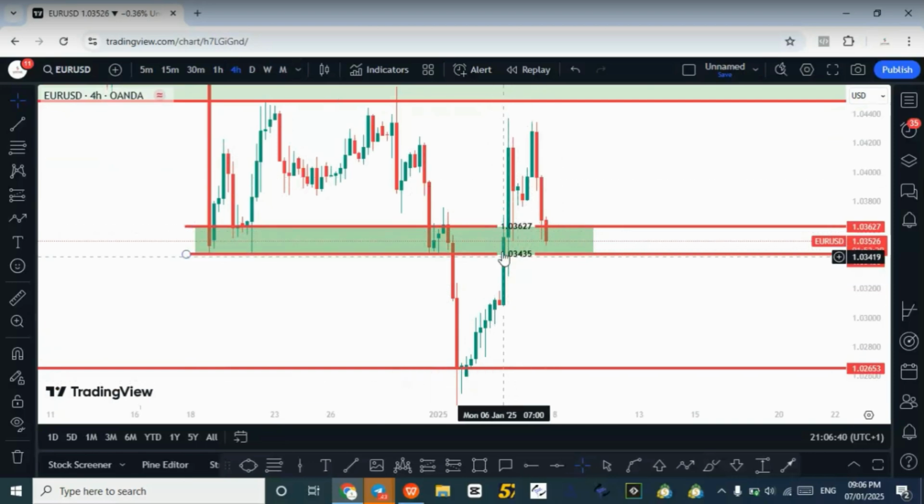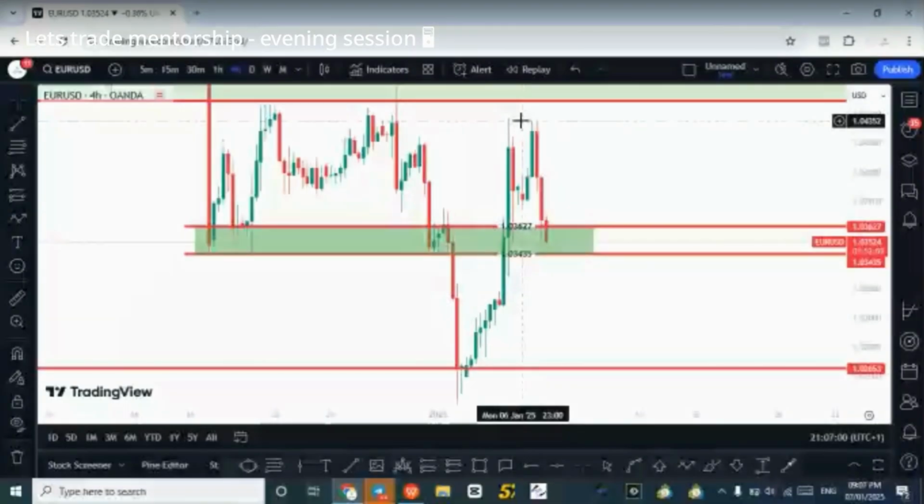Now, on the 4-hour time frame, obviously, we didn't get any confirmation. So even though I wanted to sell here, since I didn't get the confirmation, no trade. It's as simple as that. No trade. Price blasted up. Fantastic. Has my bearish bias changed? No.